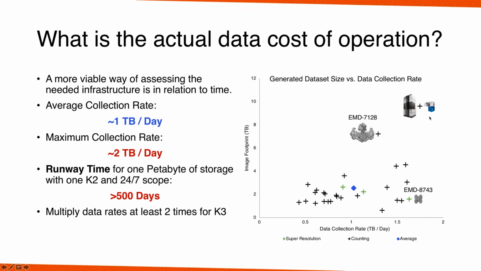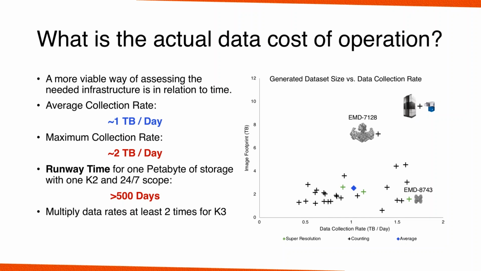I don't have figures for the K3 yet, but I'm sure that the K3 will probably double this rate, I think, in practice. But this maximum data rate of about 2 terabytes a day was achieved with the Titan Krios and the K2 Summit, with the Krios running in nanoprobe mode at full tilt imaging a ton of images. I think it was thousands of images per day. So you should really prepare for this if you have a similar setup. A couple terabytes a day is not uncommon for raw data generation.